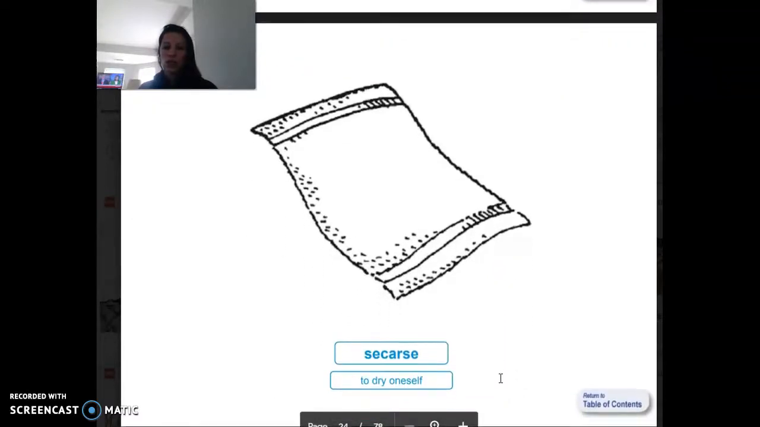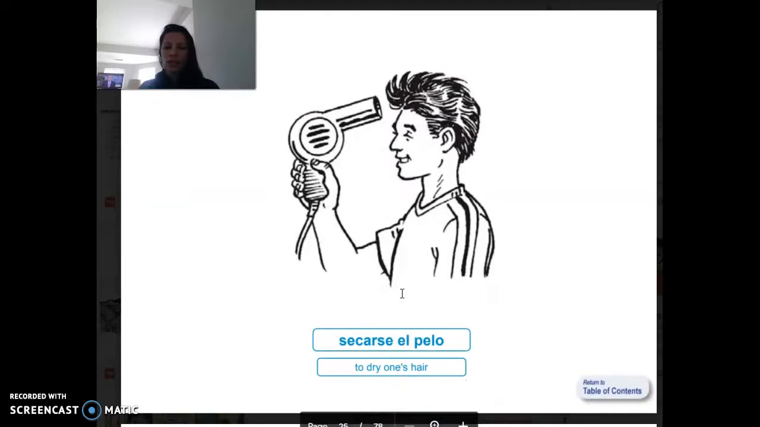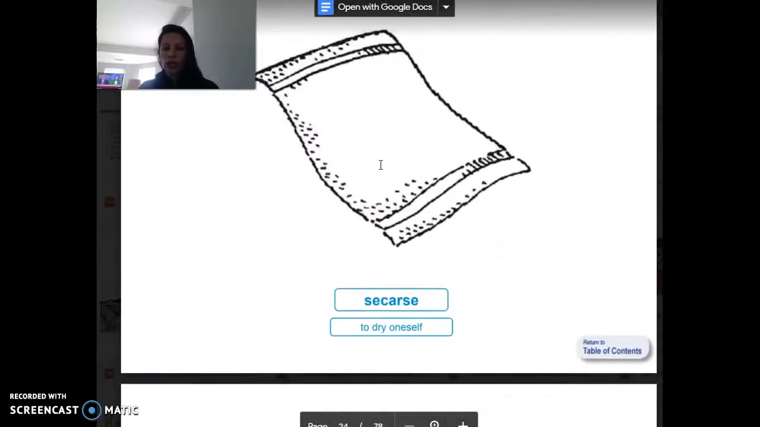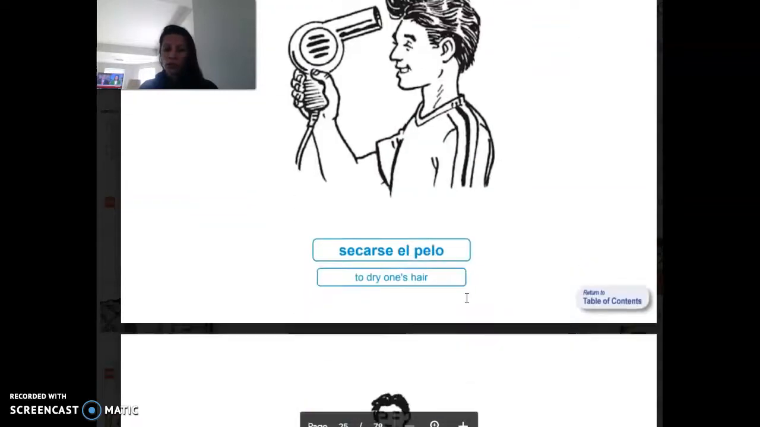Secarse. To dry oneself. So after you shower, after ducharse, you can secarse. Secarse el pelo. So this one is more specific, to dry one's hair. I could say secarse el cuerpo. ¿Cómo se dice cuerpo? Body. Y secarse el cuerpo, to dry one's body. Muy bien.